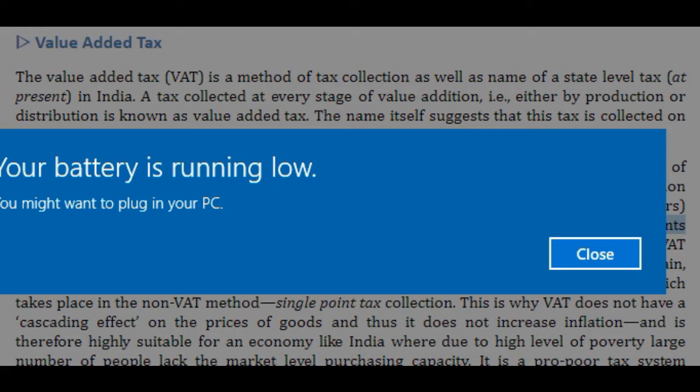From production to the level of sale, there are many points where value is added in all goods. VAT method of tax collection is different from the non-VAT method in the sense that it is imposed and collected at different points of value addition chain, i.e., multi-point tax collection. That is why there is no chance of imposing tax upon tax, which takes place in the non-VAT method, single-point tax.